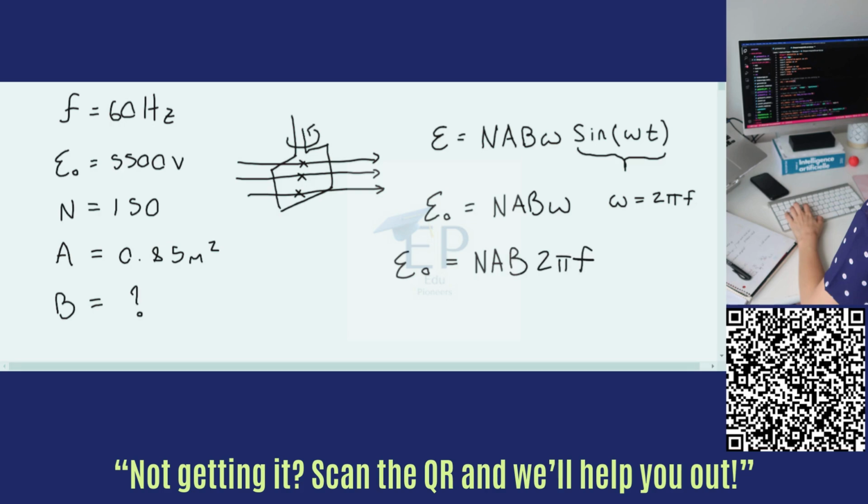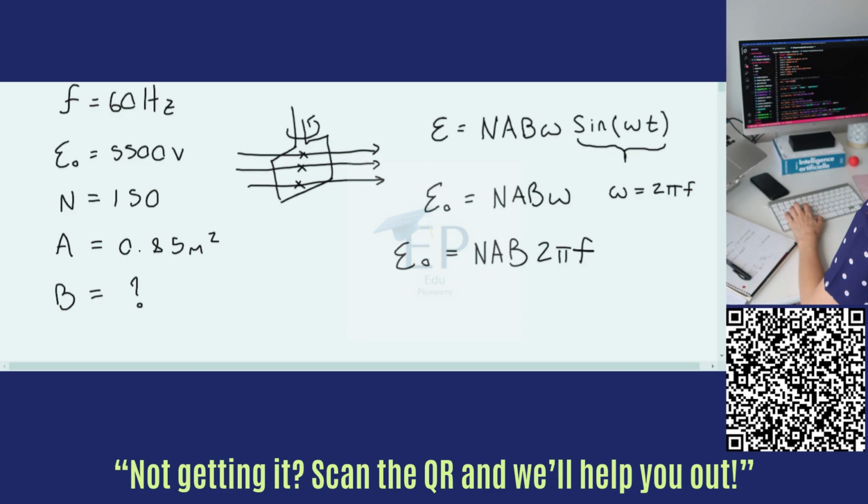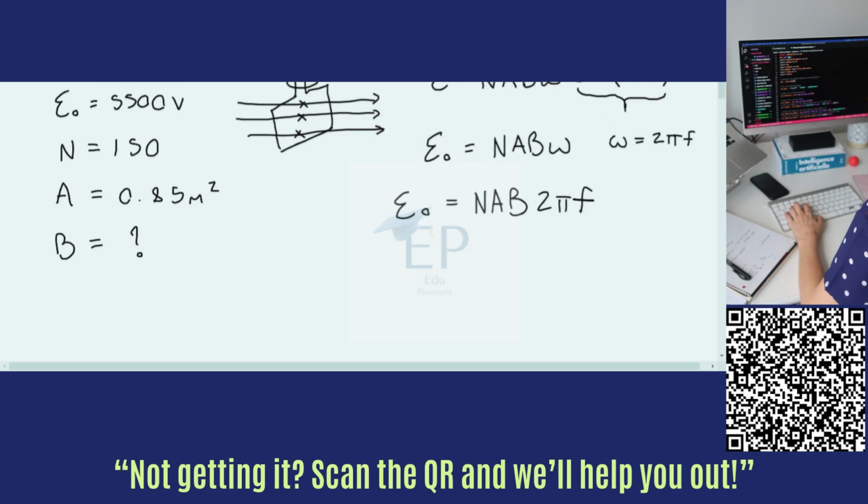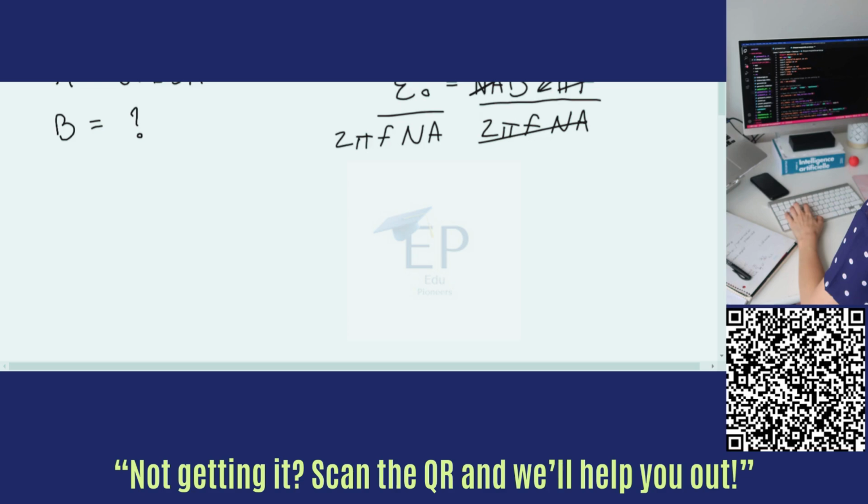So now we're at a point where everything in our equation here is in terms of stuff we know and B. So we can solve it for B, and we will be done. So let's divide both sides of this equation by 2 pi f times NA. We can see that a bunch of stuff's going to cancel out on the right side. And we'll just have that B is equal to the maximum EMF divided by 2 pi f NA.